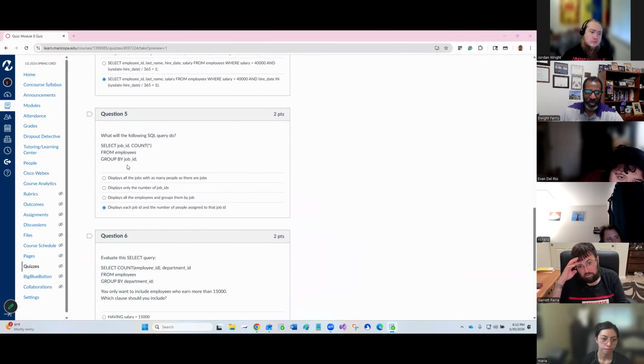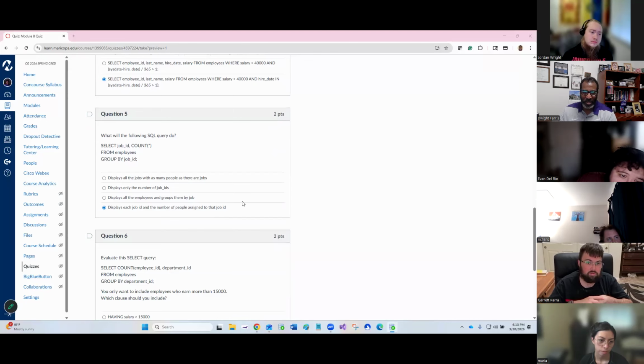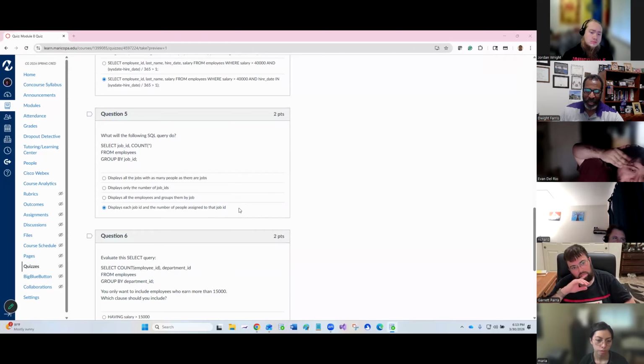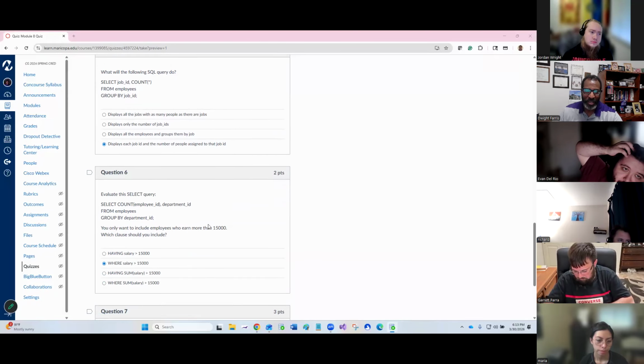All right, so what will the following SQL query do? Select job ID, count from employees group by job ID. And basically this will give you each job ID and the number of employees that's connected to that job ID. So that's the last one.